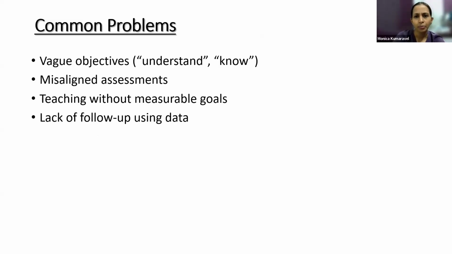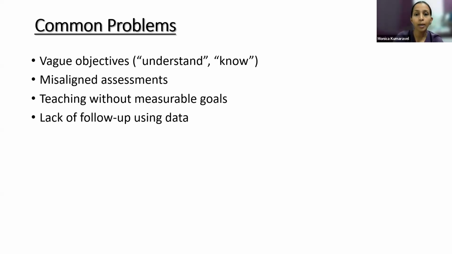We use some vague objectives. Most teachers feel like writing a lesson plan is a waste of time, so they just write "to understand photosynthesis," "to know photosynthesis." These are all vague words. But when we use such vague words, we may end up with misaligned assessments.